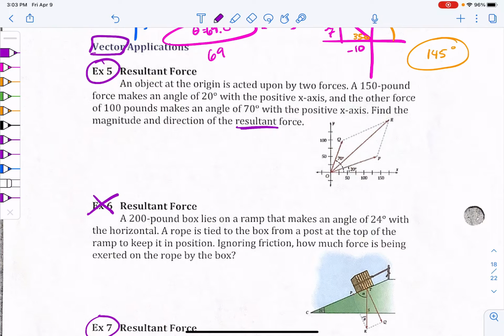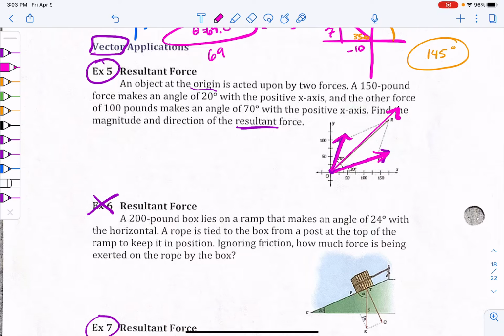Here's what happens. It says an object at the origin is acted upon by two forces. I think of this as a tree stump chained in the ground, and they're trying to pull it out. Somebody is pulling this way and somebody is pulling that way, with a certain degree of force. When it pops out of the ground, it's going to go in a direction in between those two, and how close it is to each vector depends upon how hard they're pulling.